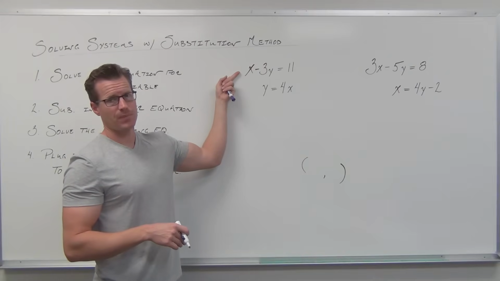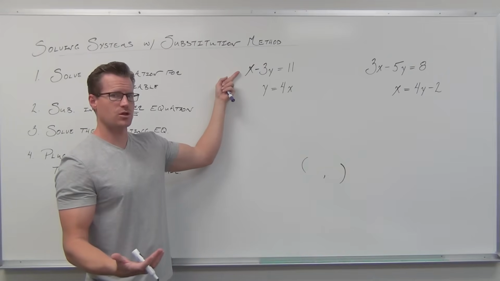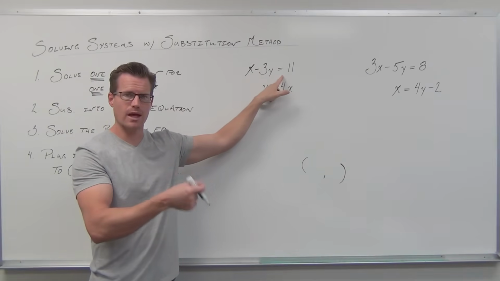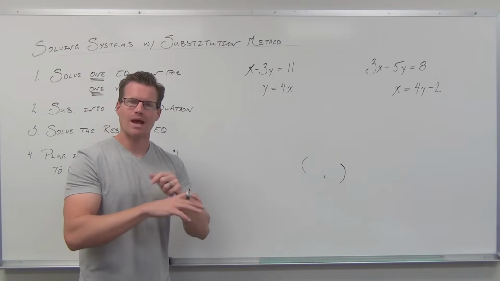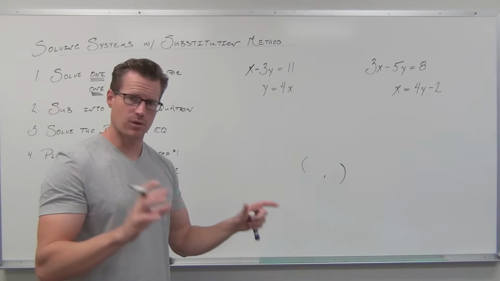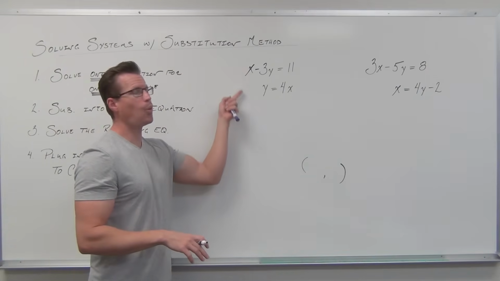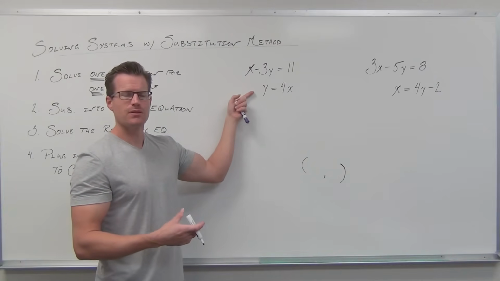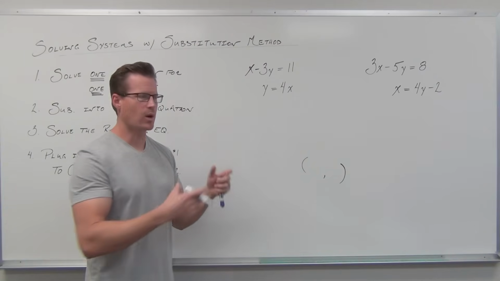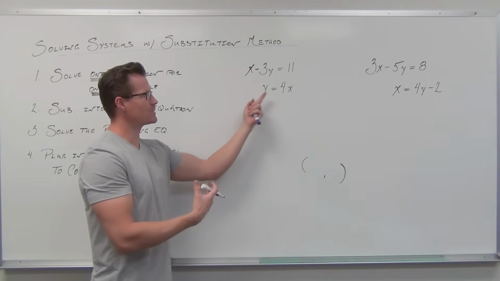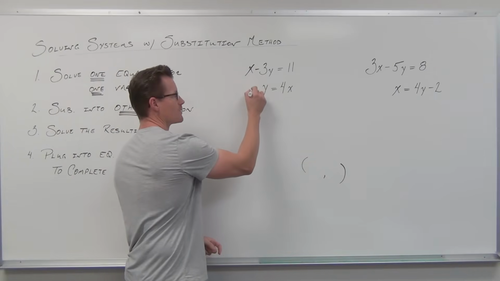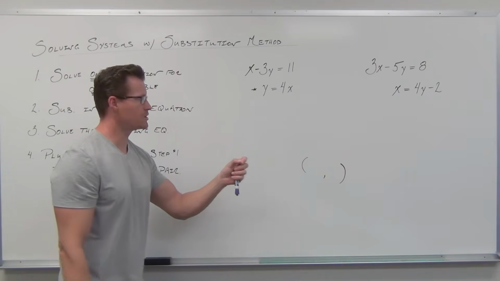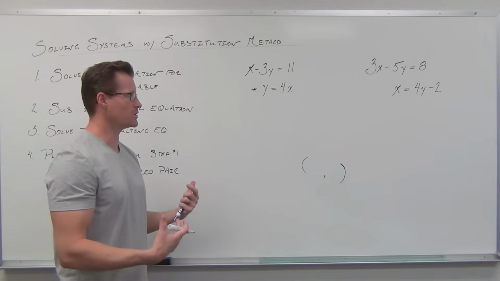This one's not. Now, it wouldn't be super hard to solve this for x. If we added 3y to both sides, we could solve it for x. But you don't have to solve both of them for a variable. All we have to have is one of them solved for a variable. That's this one. This is what we would say solved for y. The y is all by itself, it's isolated, it's equal to something else. This right here satisfies step number one. It says you have one equation, it's solved for one variable, it looks pretty good.